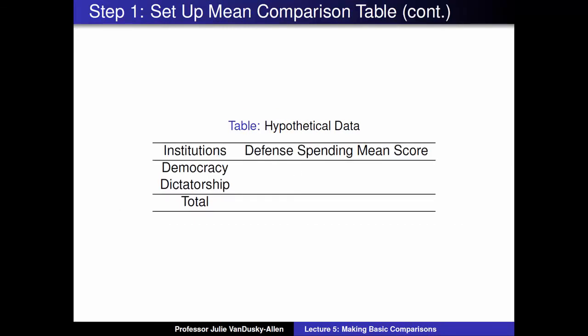So in this example, since institutions was the independent variable, I put the term institutions in the first column heading. Then I wrote democracy and dictatorship in the next two rows underneath, as they are the categories of the independent variable. Then I made a total row at the bottom. Last, I placed the term defense spending mean score in the subsequent column heading.